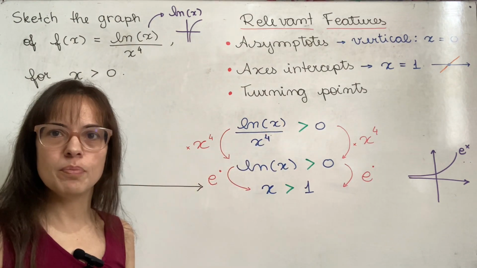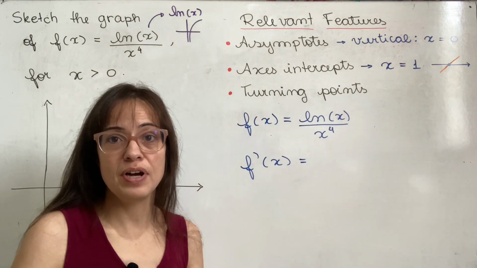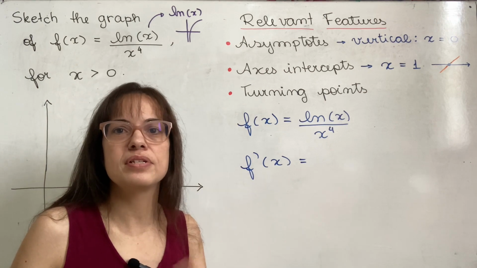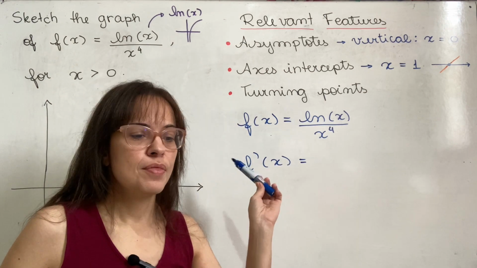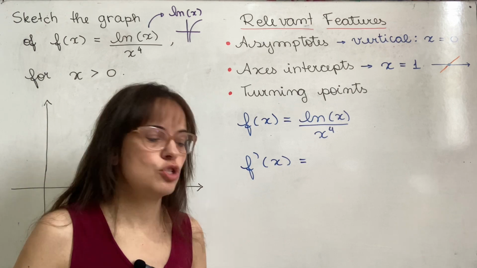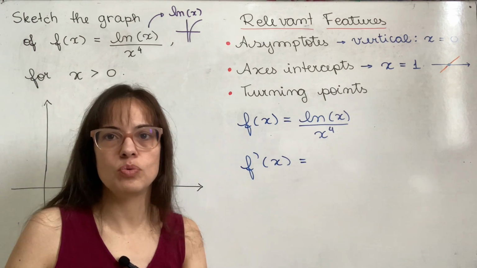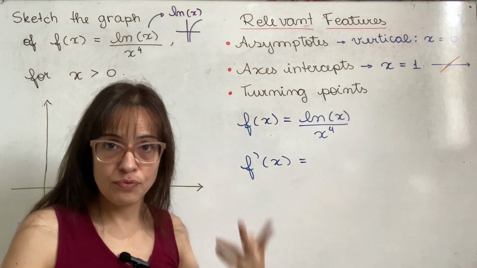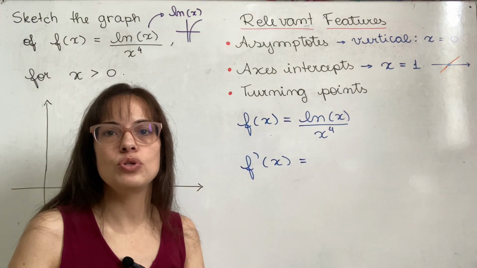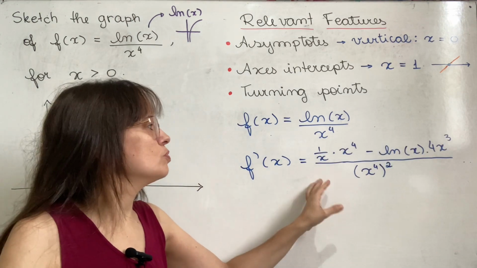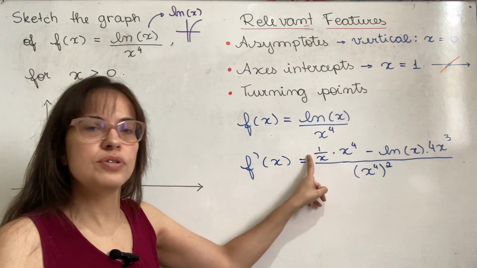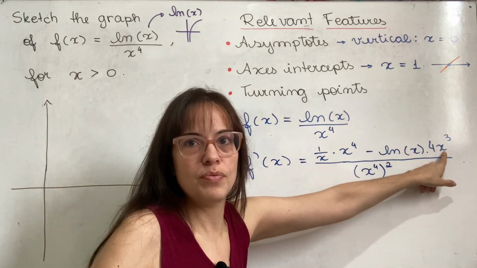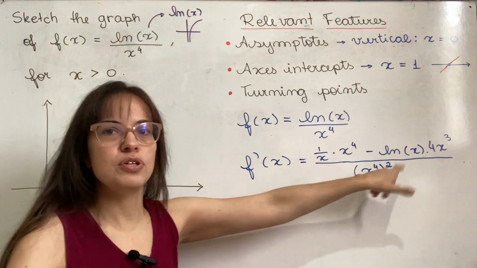Next, we have to talk about turning points. And in order to find turning points, we need to take the derivative of the function, because the turning points are going to be the points where the tangent line is horizontal, right? So we're going to be looking for f prime equals 0. First, we need to take the derivative of this function. It's a fraction, so it's a quotient. We're going to need to use the quotient rule. Here is the quotient rule. So the derivative of the numerator times the denominator minus the numerator times the derivative of the denominator, everything over denominator squared.